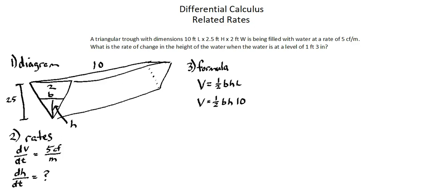And I have two variables right now, base and height. What I need to do is substitute in a value for B in terms of h so that I'm only working with one variable. Now if I look at the triangle face of the trough, I can see that the base to height relationship is 2 over 2.5. And I can use cross multiplication. 2h equals 2.5 base, and divide both sides by 2.5.